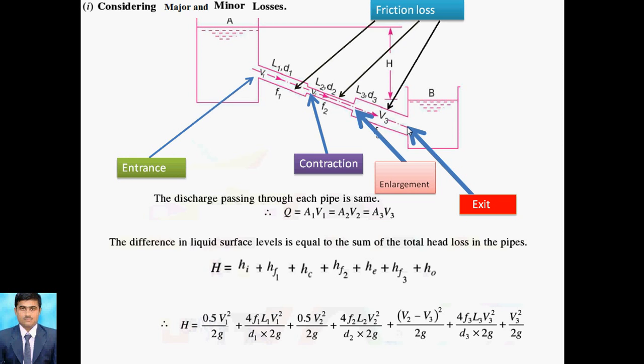So here two pipes are there, first section 2 and section 3. That's why we can write (V2 minus V3) whole square by 2G. Likewise we can write the friction loss for section 3 as 4 F3 L3 V3 square by 2GD3, plus HO. This is the exit loss, so I can say V3 square by 2G. So these are the losses we are computing, major and minor.